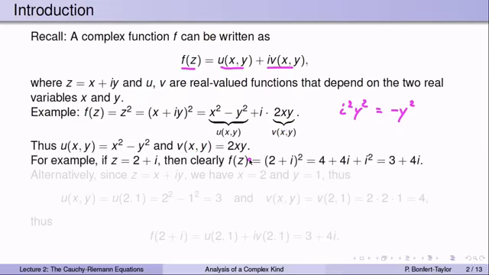For example, if z is the number 2 plus i, I could just calculate f of z by taking 2 plus i and squaring it, which is 4 plus 4i plus i squared. Since i squared is negative 1, this simplifies to 3 plus 4i. Alternatively, I could use my functions u and v to evaluate the function f.